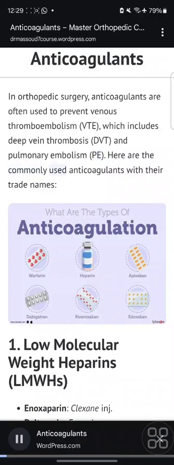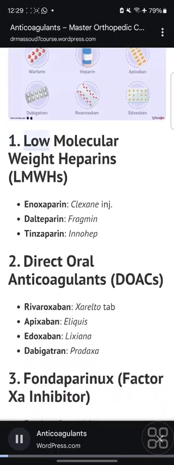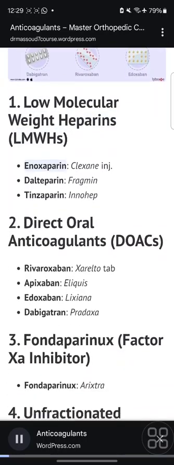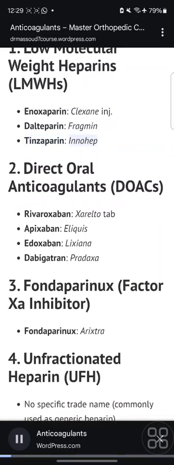Here are the commonly used anticoagulants with their trade names. 1. Low molecular weight heparins, LMWHs. Enoxaparin, Clexane INJ, dalteparin, Fragmin, Tinzaparin, Innohep.